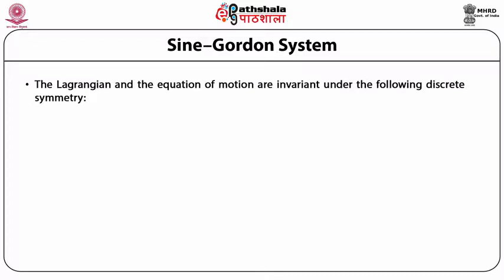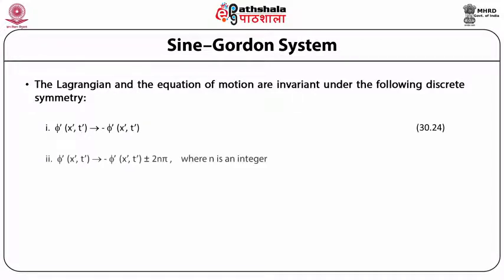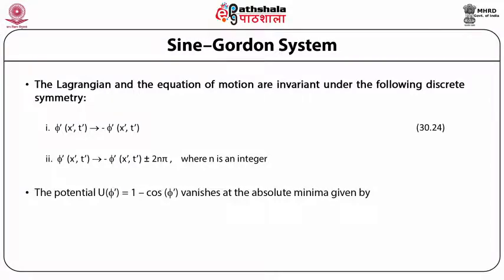The Lagrangian and the equation of motion are invariant under the following discrete symmetries. First, φ'(x', t') goes to −φ'(x', t'). Second, φ'(x', t') goes to φ'(x', t') ± 2nπ, where n is an integer. The potential U(φ') = 1 − cos φ' vanishes at the absolute minima given by φ'(x', t') = 2nπ.